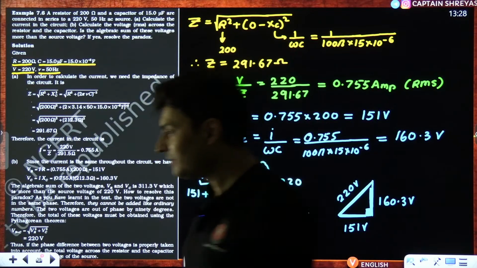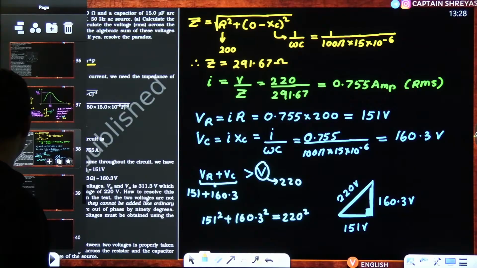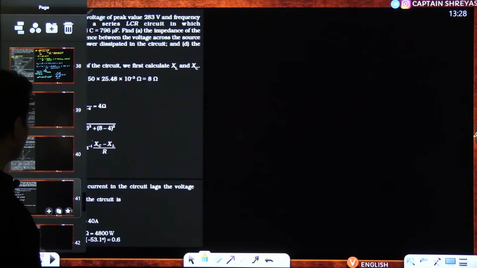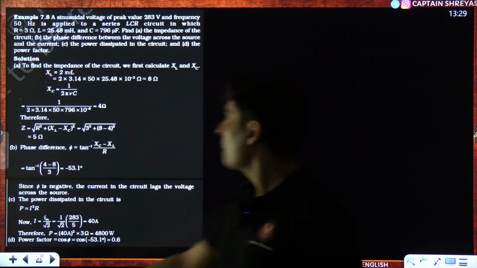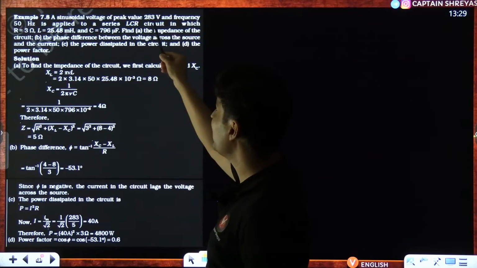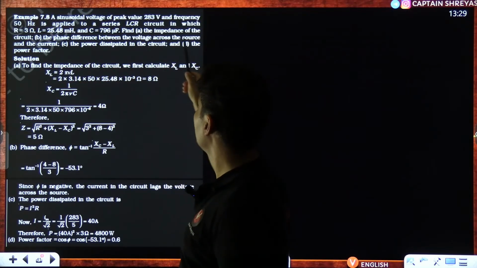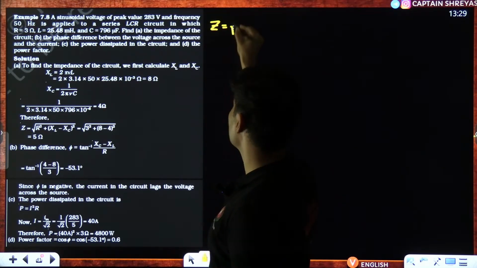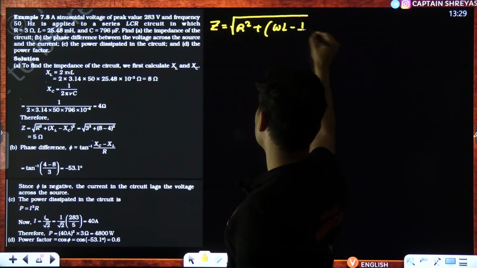Got it? Yeah, right. So these kinds of questions are there. Power, I think we just discussed all of this, right? So next example, power we have just done. Another example: a voltage is given, peak value 283, frequency 50, LCR, R, L and C are given, find the impedance of the circuit. First thing, when you have to find the impedance, just use this formula: R square plus (omega L minus 1 by omega C) whole square.